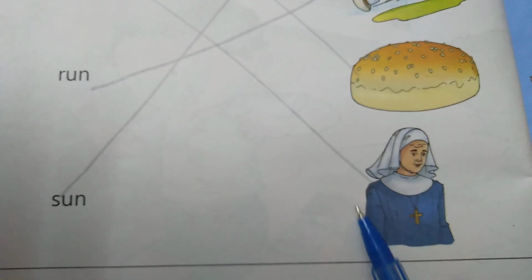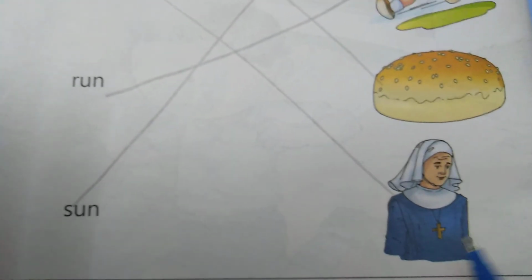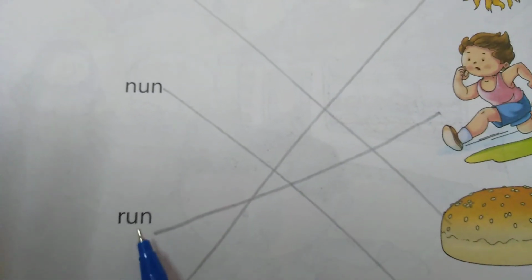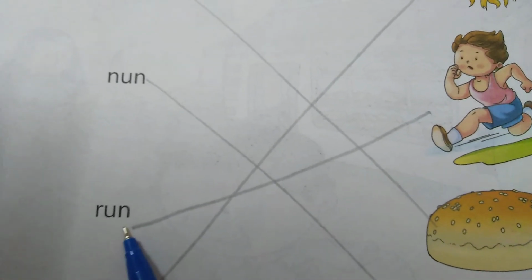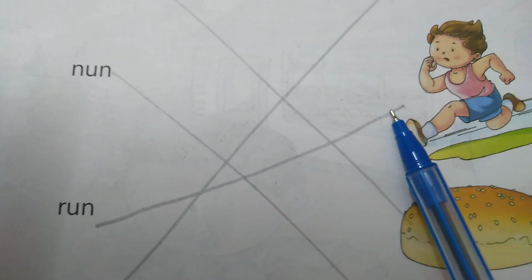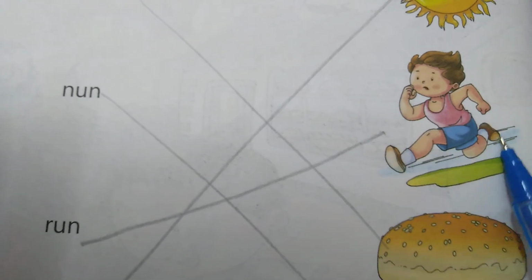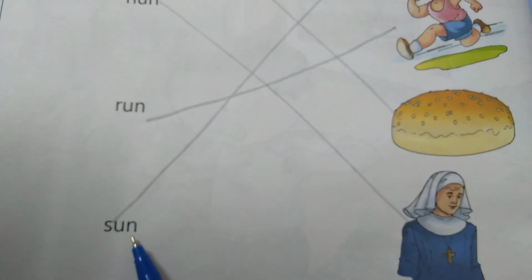This is NUN nun. Draw a straight line and join with this picture NUN nun. This is RUN run. Draw a straight line and join with this picture. A boy is running here, and this is SUN sun. So draw a straight line here, join this picture SUN sun.